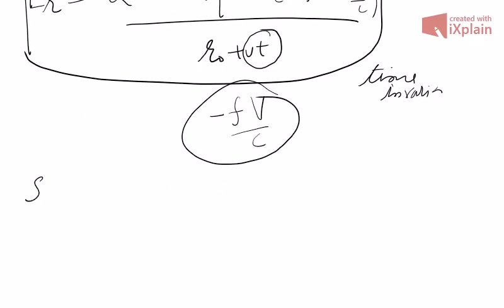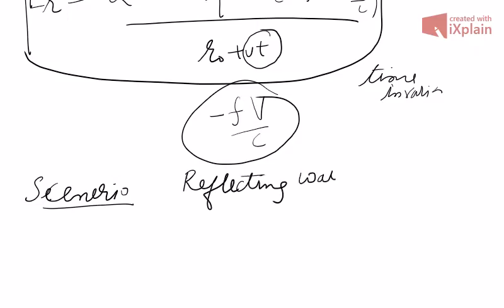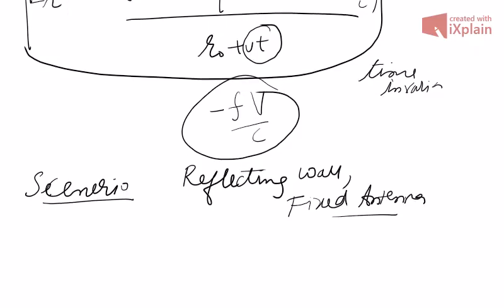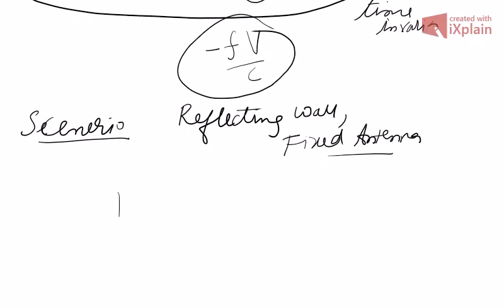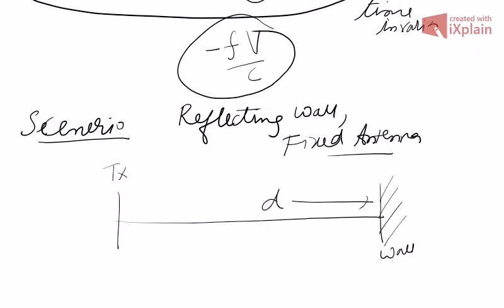Now let's take another scenario, that of a reflecting wall but fixed antenna. In that, suppose here is the transmit antenna, and here is a wall. This distance is d.